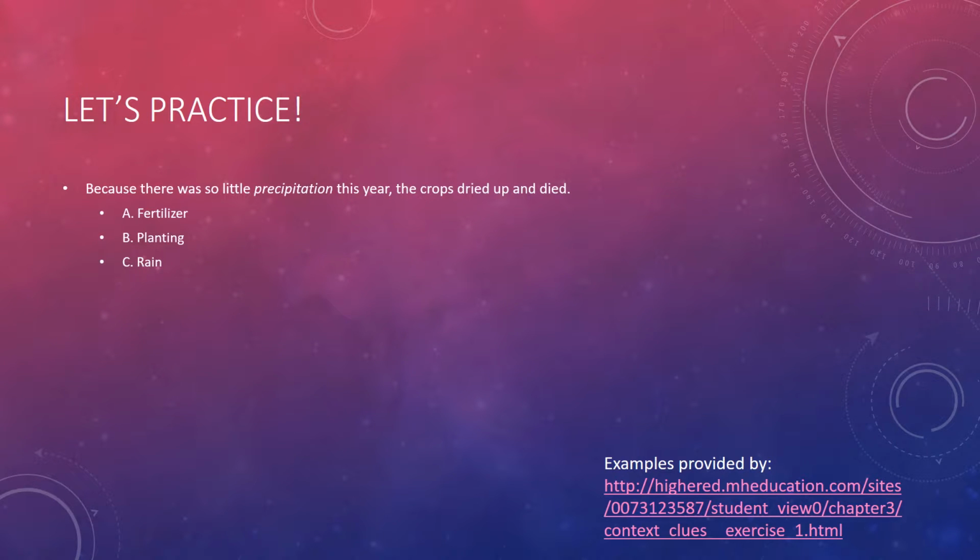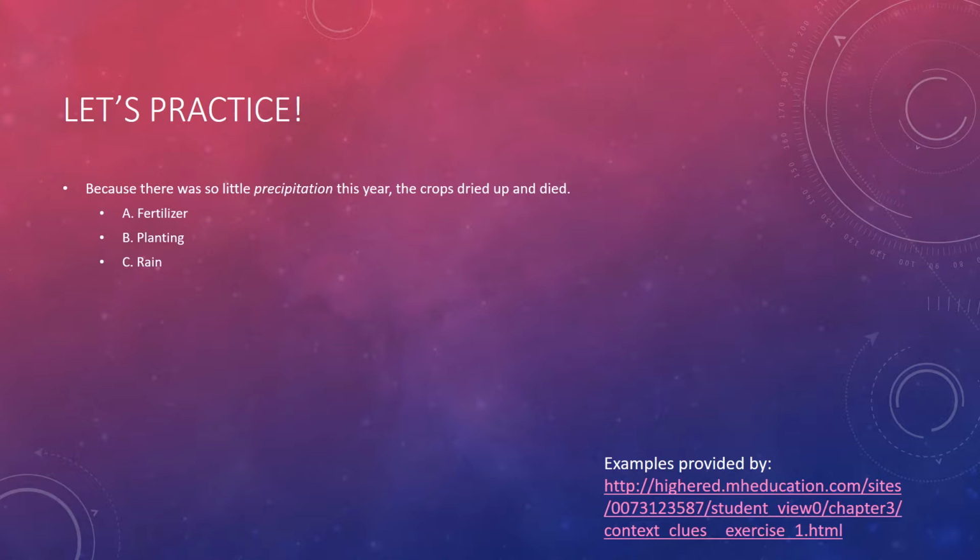Because there was so little precipitation this year, the crops dried up and died. So let's use our context clues to figure out what precipitation means. It's at the end of the sentence, it says the crops dried up and died. So think about that. Why would the crops dry up and die if there was little precipitation?